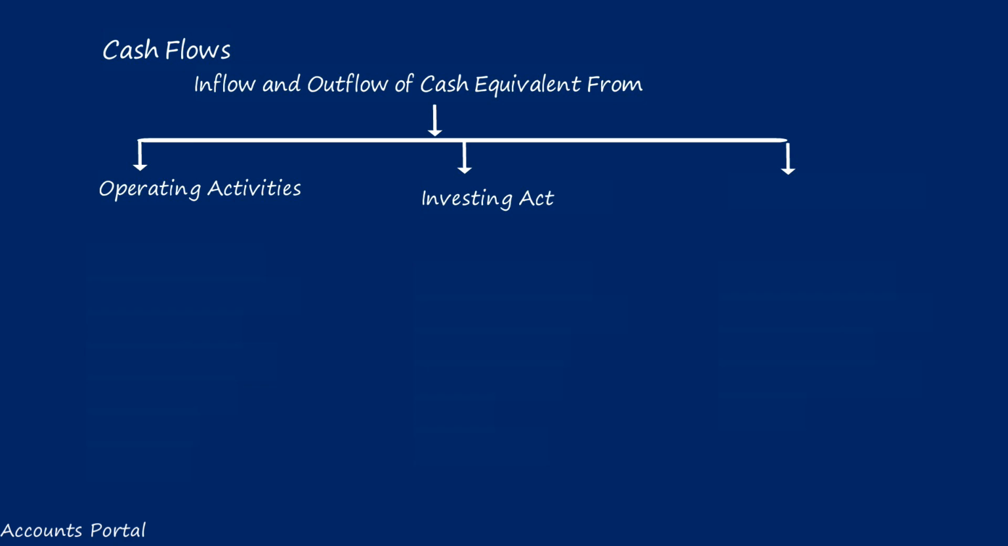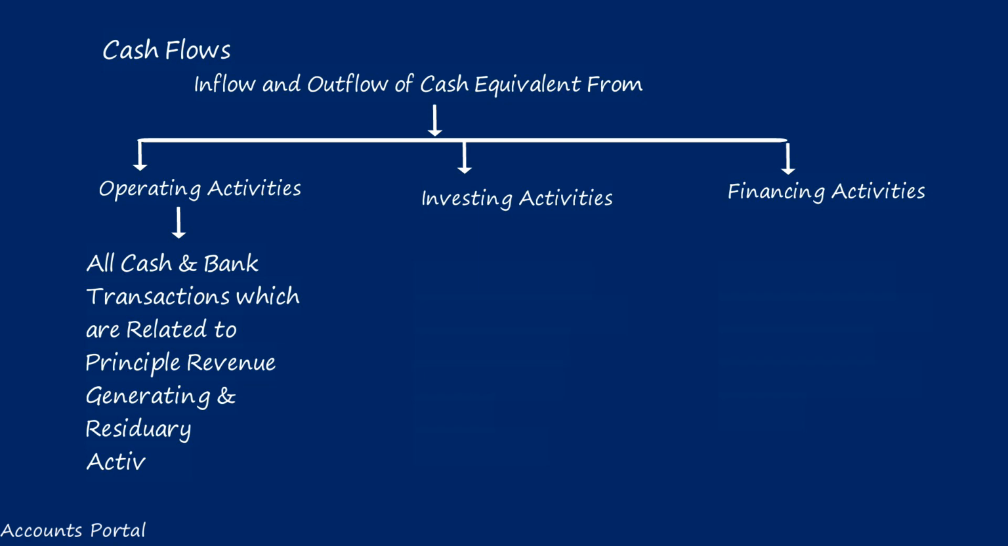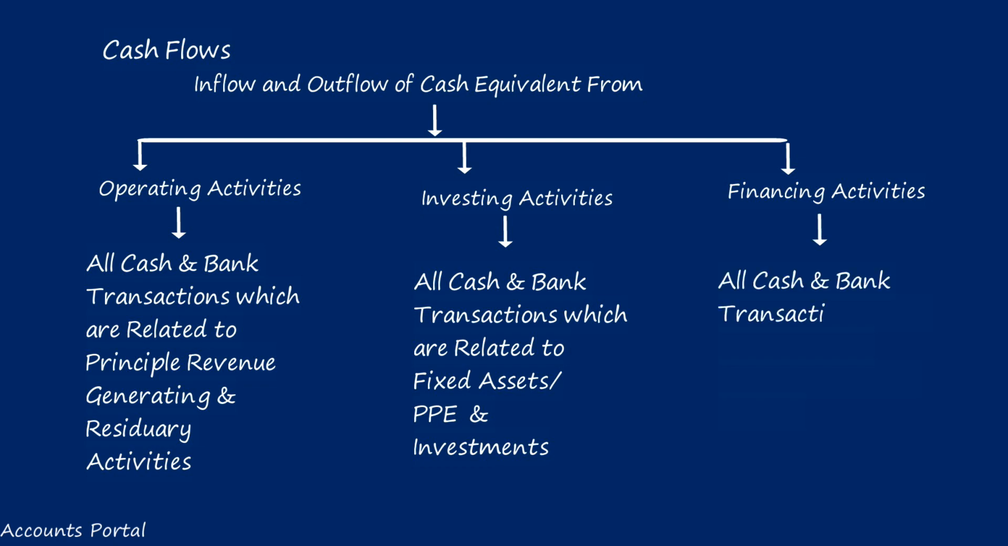What transactions are included in operating activity? All cash and bank transactions which are related to principal revenue generating and residual activities will fall under operating activity. What transactions are included in investing activity? All cash and bank transactions which are related to fixed assets or property, plant and equipment and investment fall under investing activity. What transactions are included in financing activity? All cash and bank transactions which are related with share capital and loans.